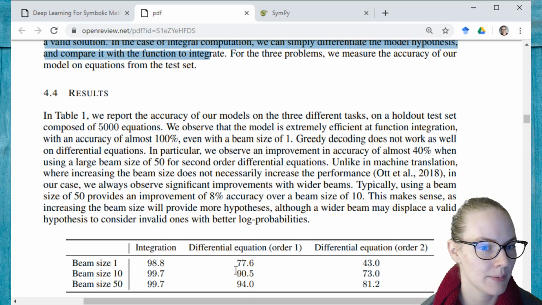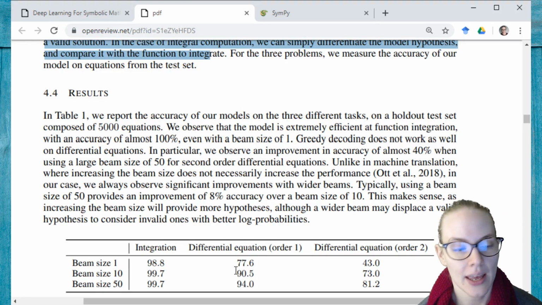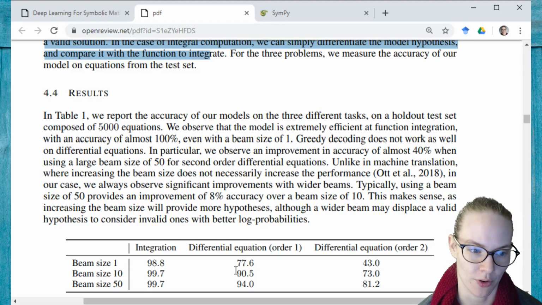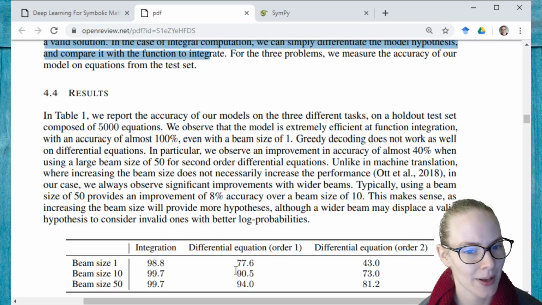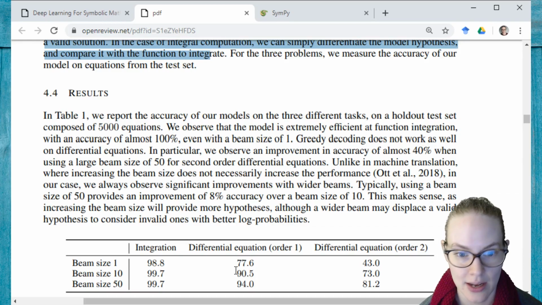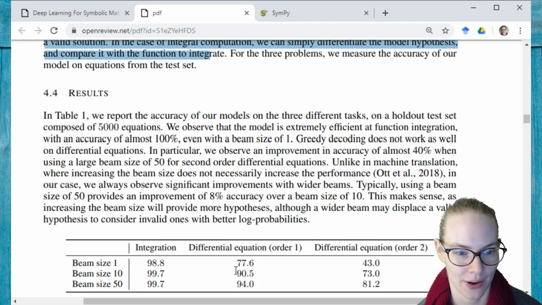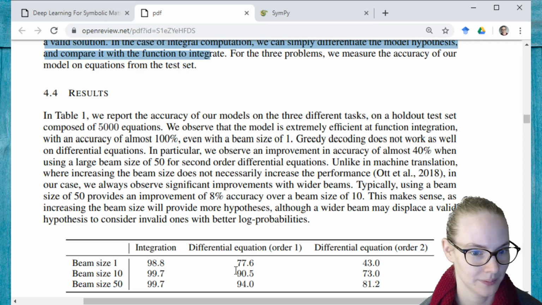Unlike in machine translation, where increasing the beam size does not necessarily increase the performance, in our case, we always observe significant improvements with wider beams. Typically, using a beam size of 50 provides an improvement of 8% accuracy over a beam size of 10. This makes sense, as increasing the beam size will provide more hypotheses, although a wider beam may displace a valid hypothesis in order to consider invalid ones with better log probabilities. Okay.